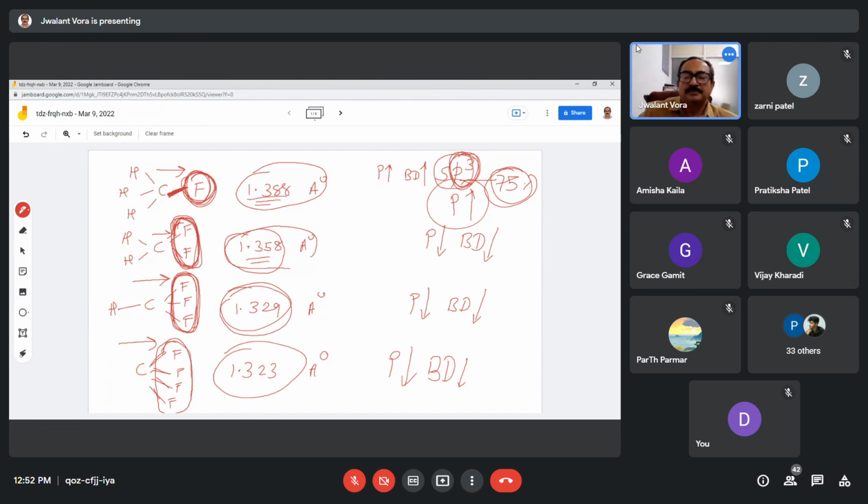So Walsh diagram, Henry-Bent rule, HMO theory, VSEPR or VSIP theory.